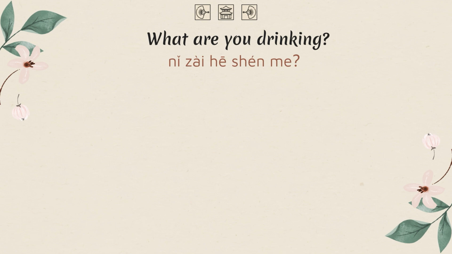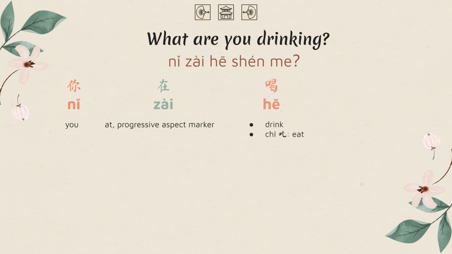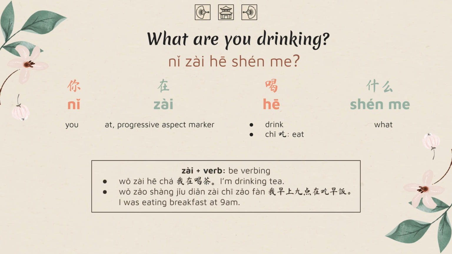You could also start a conversation by asking the person what they're drinking. 你在喝什么? So 你 again means you. 在 could mean at. We often see it before a place. For example, 在家 at home. But here it's a progressive aspect marker, which I'll explain in a minute what that means. 喝 means to drink, and to say to eat is 吃. 什么 means what. So the whole thing is 你在喝什么. So the way 在 works here is you put a verb after and it means be verbing.